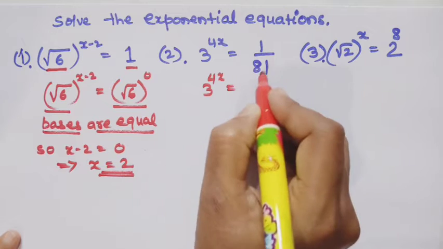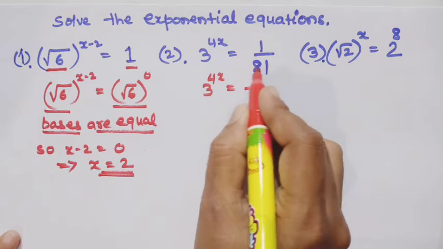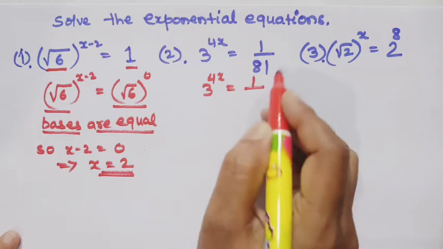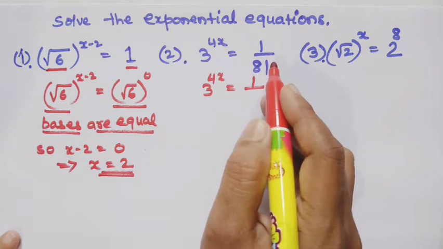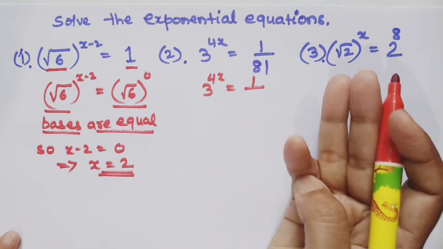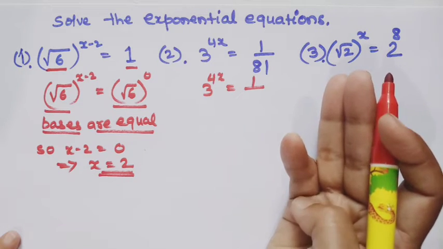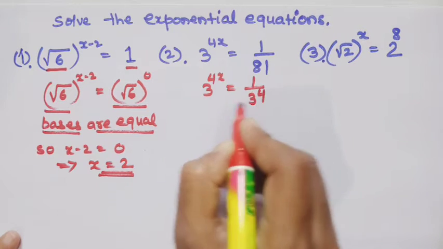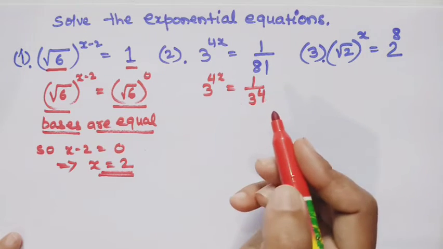Here RHS is 1 by 81. So 81 is the power of 3. You have to find 81 as a power of 3. See, 3 3s are 9, 9 3s are 27, and 27 3s are 81, means 3 power 4. So 3 power 4x is equal to 1 by 3 power 4.